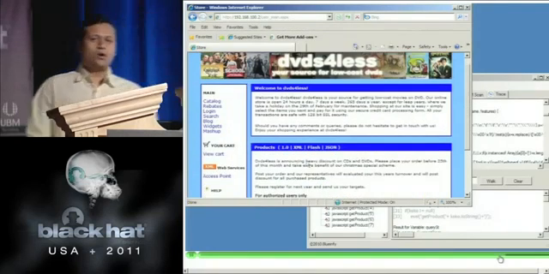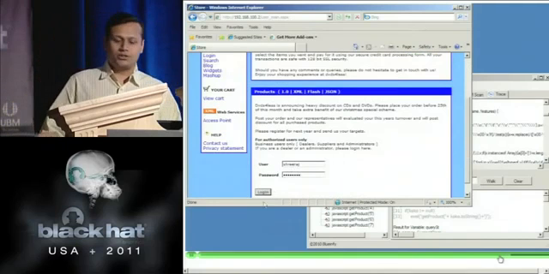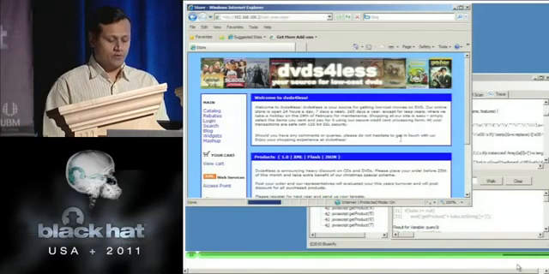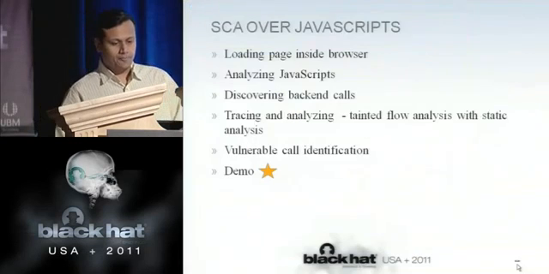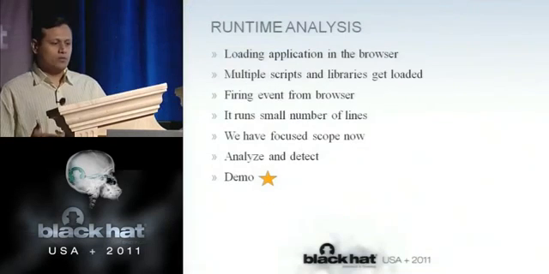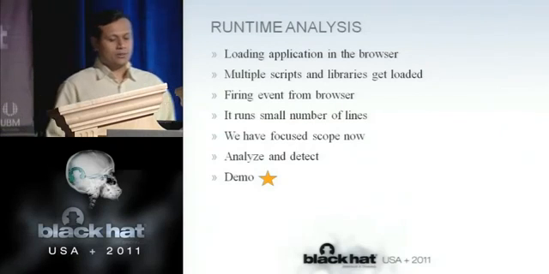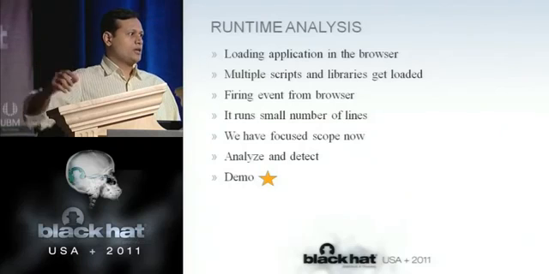So this is the way the first approach works: doing a static code analysis, by which we can find or discover a vulnerability. The second one is even more interesting, where we do a runtime analysis, because say, for example, you load an application and click a button.